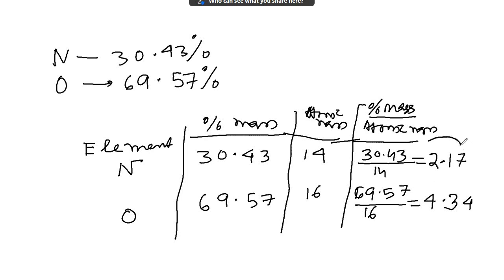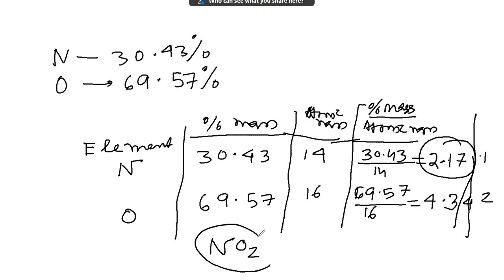Now divide everything by the smallest number and make it the nearest whole number. 2.17 is the smallest one. If I divide both by 2.17, they become 1 and 2. So the empirical formula becomes NO2. In this way I found out the empirical formula of the compound. So from percent, how to find the empirical formula, this part I have taught you.